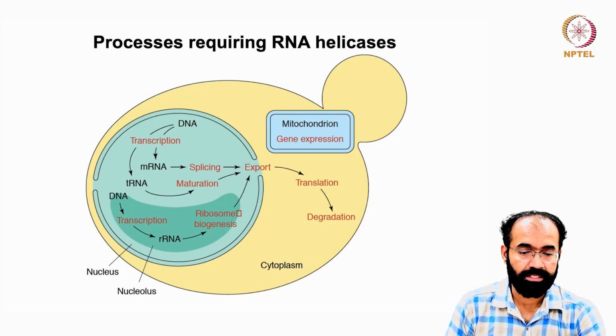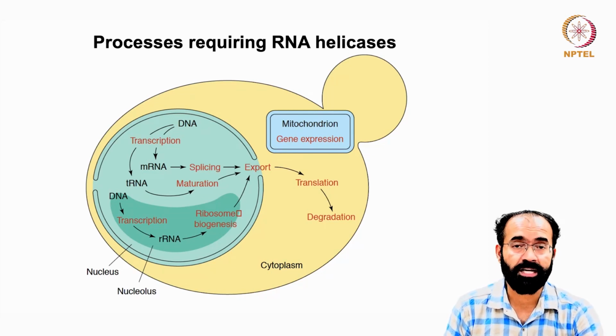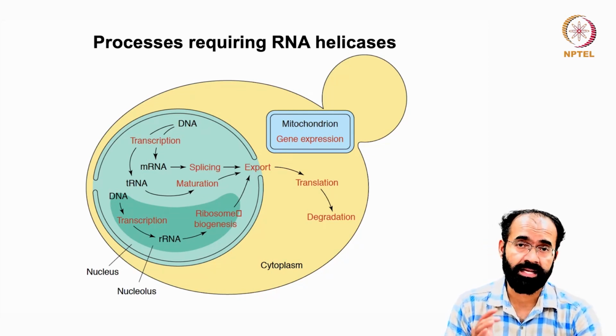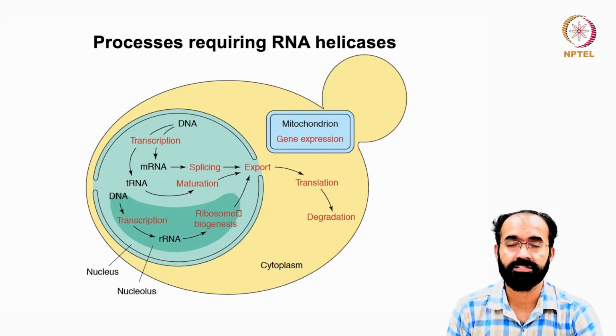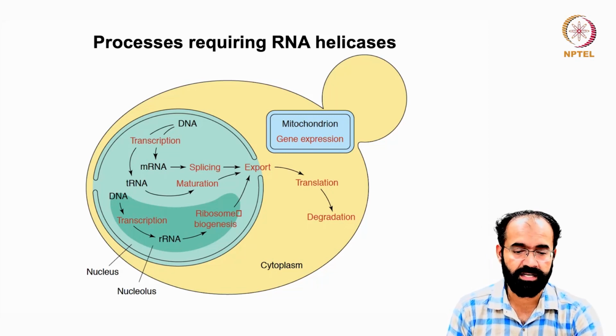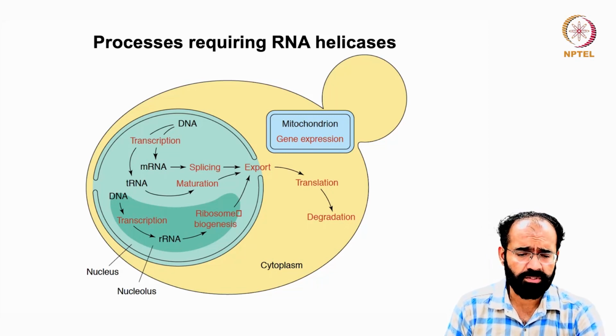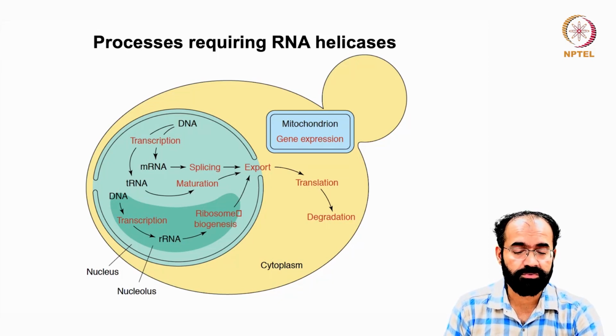You can also see mitochondrial DNA, because mitochondria is an organism that parasitized into a cell, which eventually became eukaryote during millions of years in the evolutionary time scale or history. When the mitochondrial DNA gets transcribed, and also ribosomes need to be synthesized, and RNA exported into the cytoplasm, you require RNA helicases. So by and large, every stage in the gene expression event requires RNA helicases.